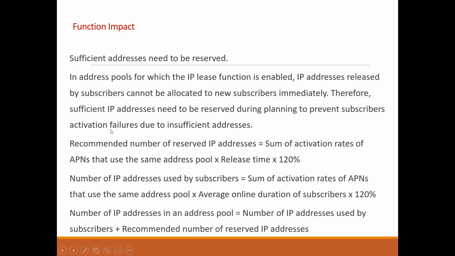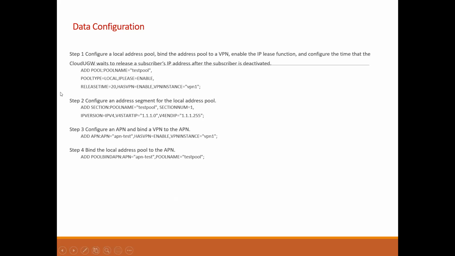And this is some recommended methodology to assign that. Okay, what should be the number of reserved IP addresses? So this is configurable, and once you plan a network and you need to enable the IP lease function, you need to check what the activation rate is. You need to check the average online subscriber duration count, and then based on that you can specify a specific value of the IP lease function, for how much time your IP lease is going to be assigned.